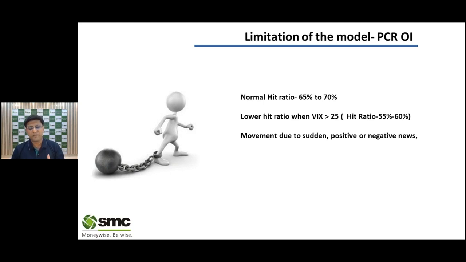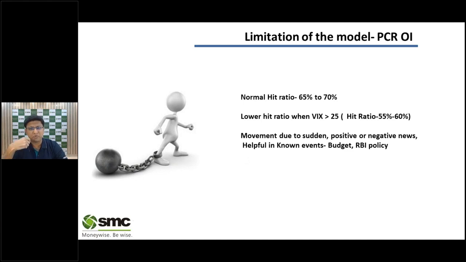Sometimes the movement is because of unknown events. Say we are trading on the long side, PCR is positive, and suddenly there is news from a war point of view, or any unforeseen news, or a risk which is not known. In that case the data will change suddenly and we will hit the stop loss. So, movement due to positive or negative news which is not known to the market. However, the PCR OI indicator is very helpful for known events.